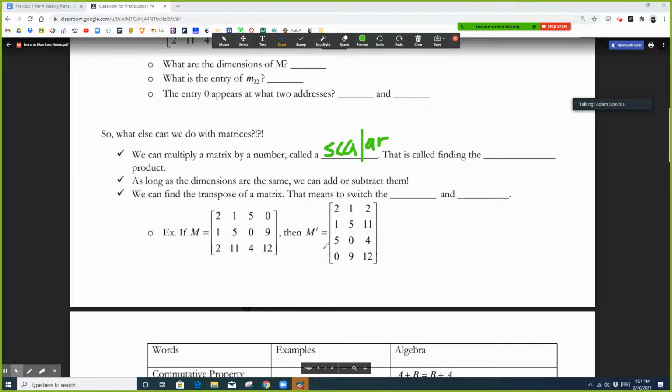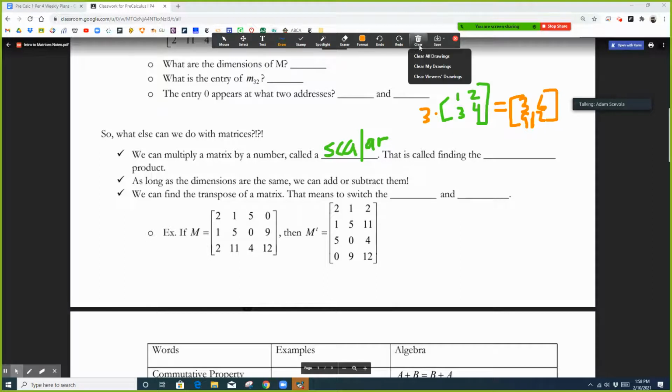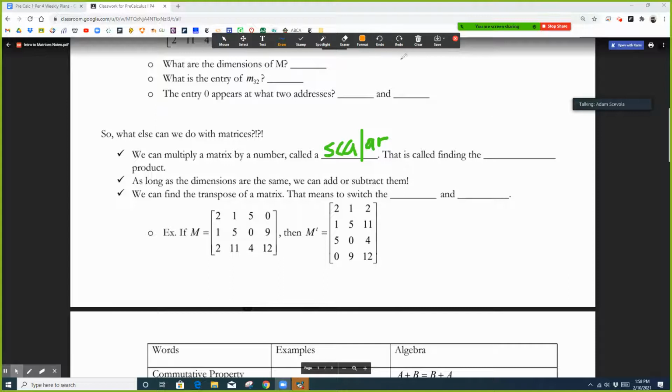So if we had a matrix like this, 1, 2, 3, 4, and then we did scalar multiplication by putting a 3 out in front of it, then that means we take all these numbers inside the matrix and we multiply it by 3. So it'd be 3, 6, 9, and 12. So that's scalar multiplication. And I apologize, it's really hard to write nicely on here. I'll try to use the calculator more. But that's what that means. All right. That is called finding the scalar product.